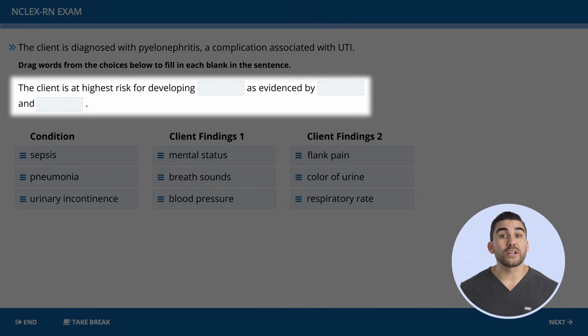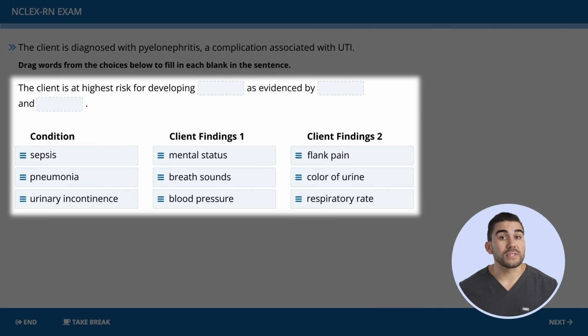So now let's look at the question here. The client is at highest risk for developing blank, as evidenced by blank and blank. So starting with the condition first, the client is at highest risk for developing blank. Again, think what can kill the client. Would it be sepsis? Well, yes, this is the biggest safety risk. Worsening infection can lead to sepsis, which is that blood-borne infection all around the body.